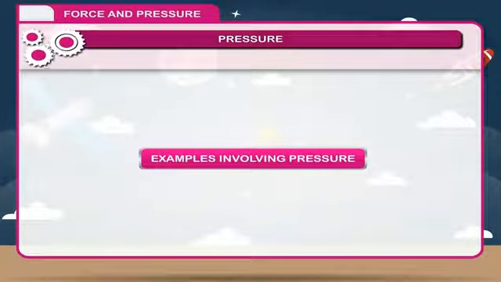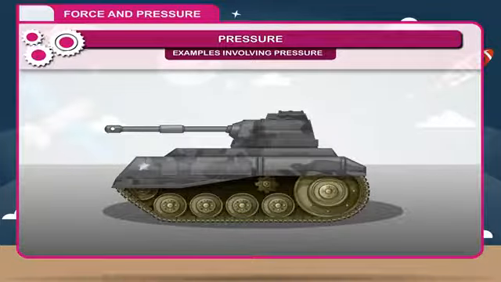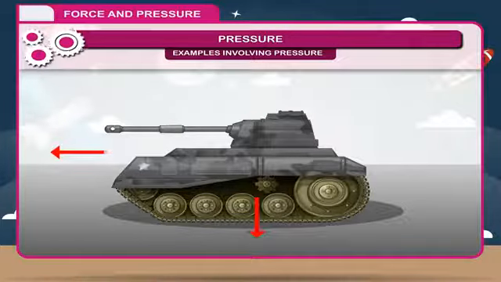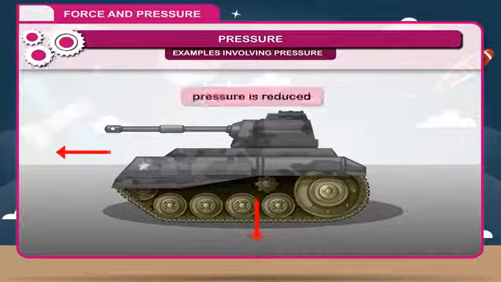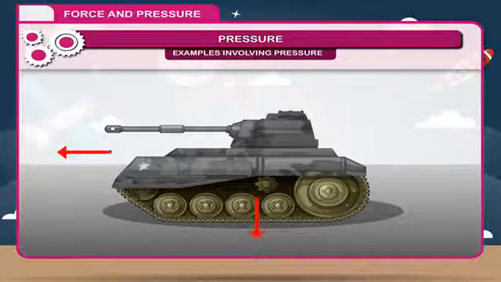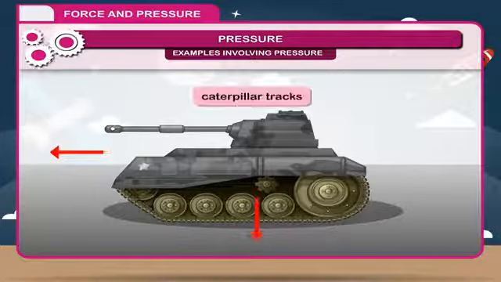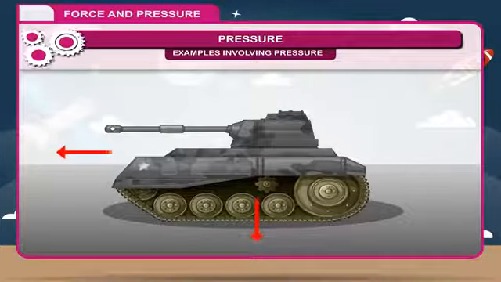Examples involving pressure. One, army tanks are usually very heavy and therefore exert a lot of force on the ground. Hence, they are made to move over broad steel tracks rather than on wheels, as broad steel tracks increase the area of cross-section in contact with the ground and so pressure is reduced. Thus, the movement of tanks becomes easier without their sinking into the ground. For the same reason, caterpillar tracks are provided with 16 wheels and more to increase area in contact.